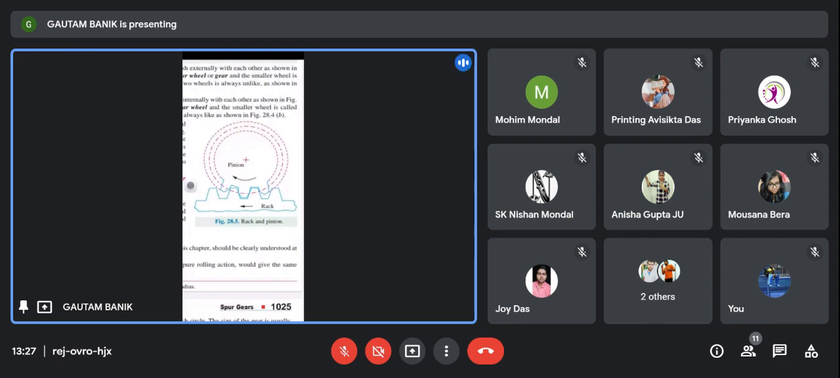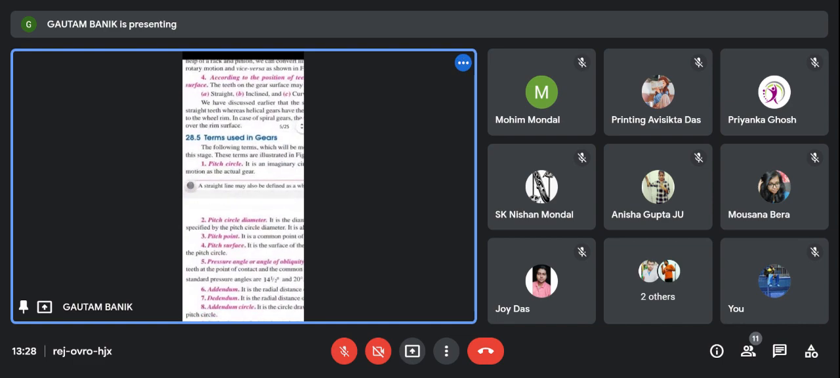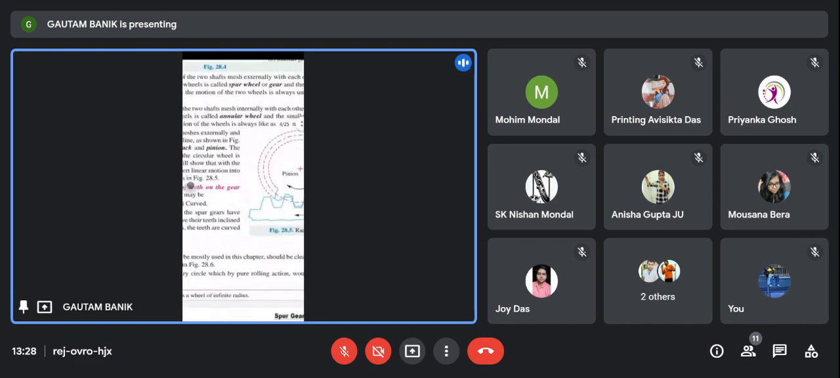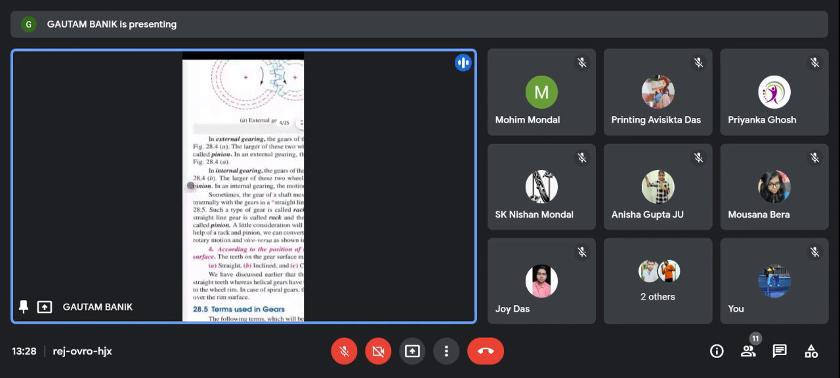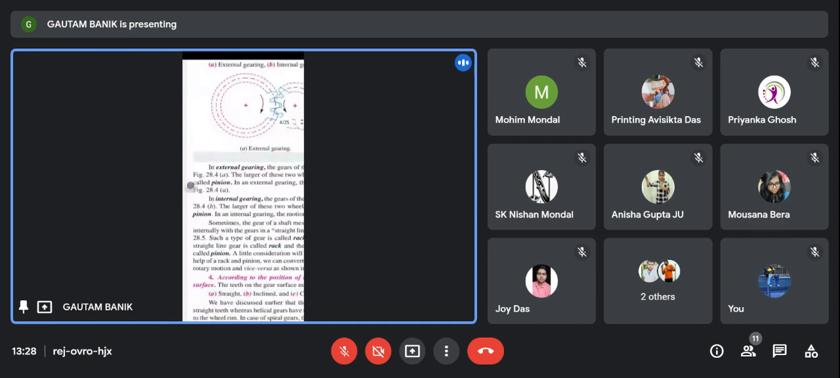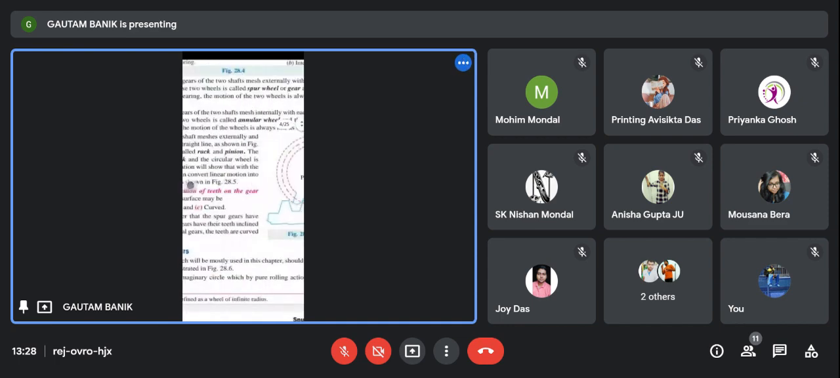It is the diagram of the rack and pinion. So then, according to the position, sorry, which number is this? Internal gear, external gear. Number 3, according to the type of gearing. Number 3.